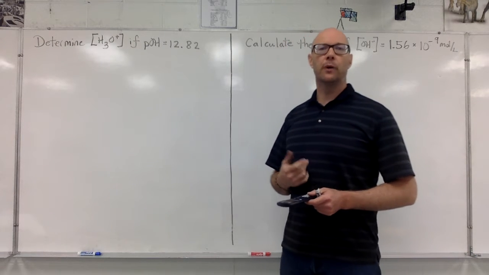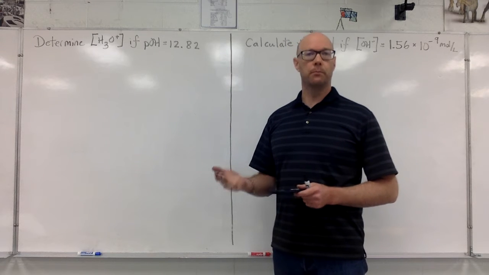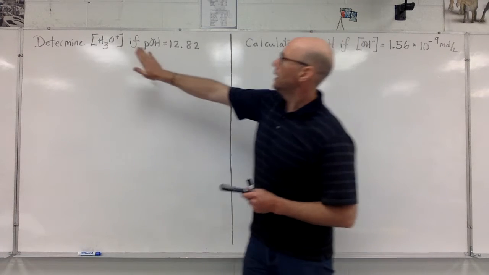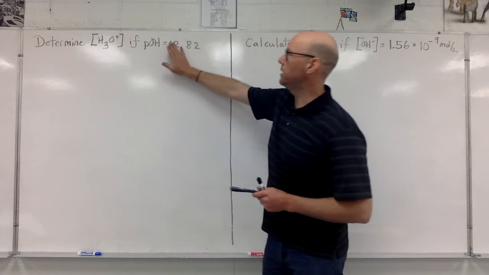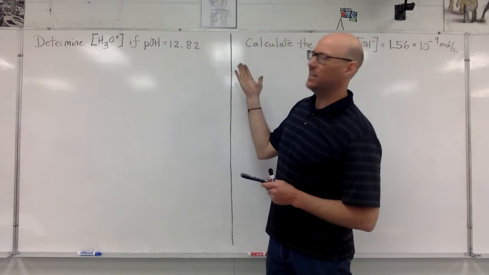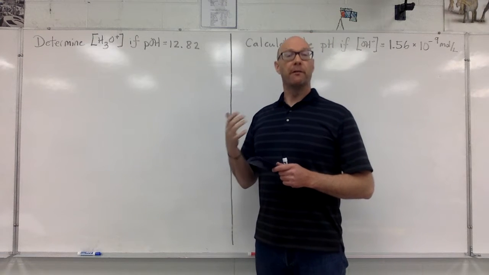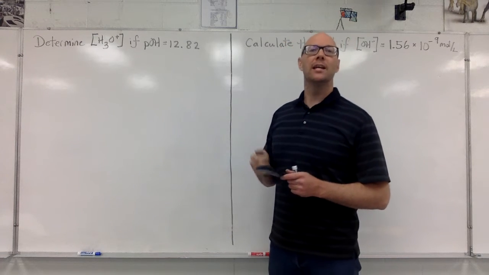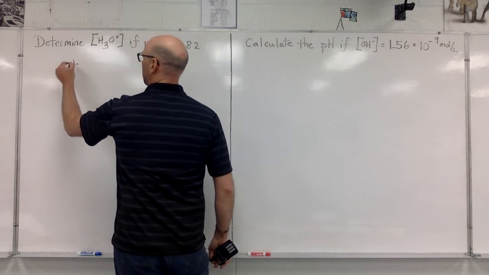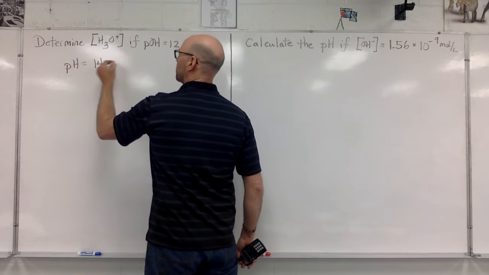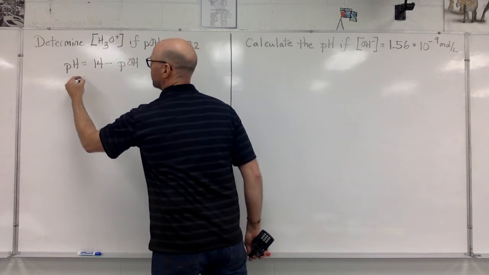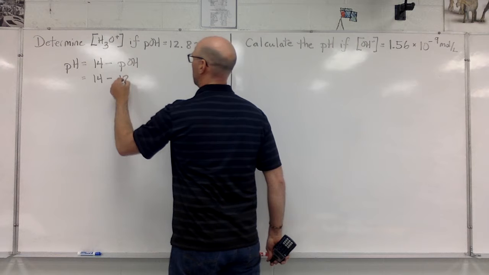First thing is, I'm able to identify that this is not a simple one-step question because there is not a match. It's H3O plus and pOH. H3O plus goes together with pH, and this is pOH. So my first step is to convert the pOH into pH. The pH is going to equal 14 subtract the pOH, which here is 14 subtract 12.82.